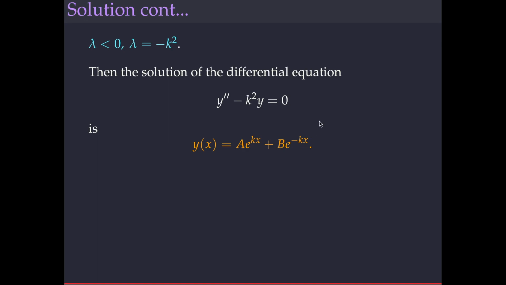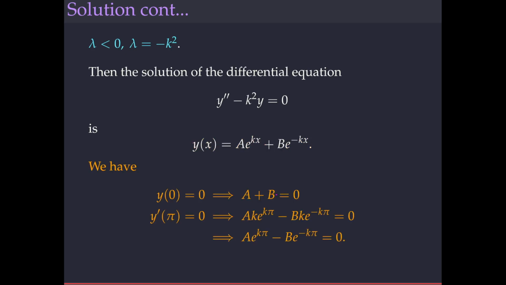Okay. Now let's use the boundary conditions. So we have y(0) = 0. If I put x = 0, I'll be getting this is 1, this is also 1, so a + b = 0.